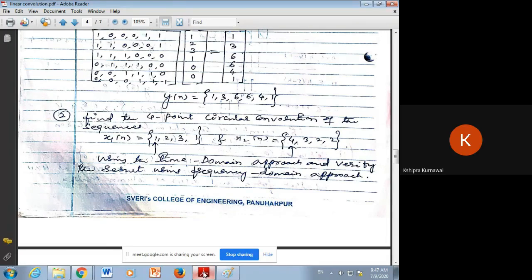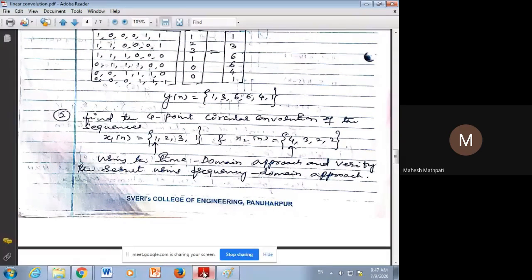What is the next step? Then we are multiplying both the sequences, both in the frequency domain only. That is, y of k equals x of k into h of k. Both are in the frequency domain. Barabar? Yes. Next. What is the next step? Then we are finding the IDFT.